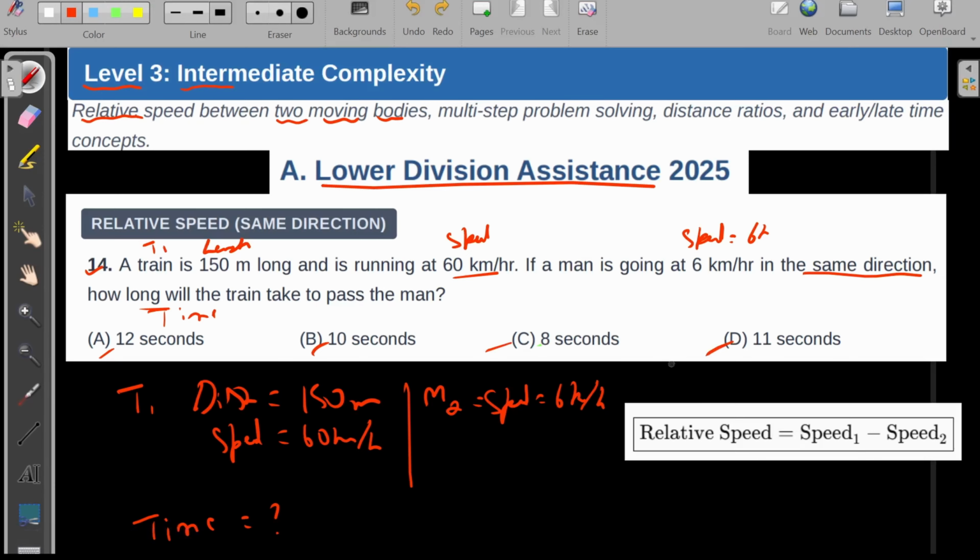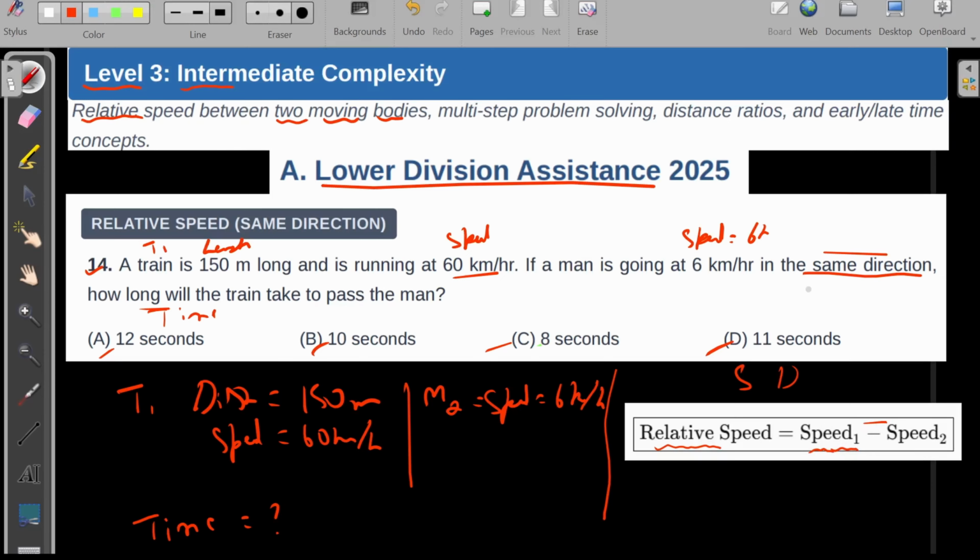Now in order to solve this question, you need to know certain concepts. The first one is, if two objects are moving in the same direction, let me write here, same direction, we need to subtract their relative speed. When I say relative speed, I mean we are comparing one speed relative to the other, meaning how fast or how slow the speed is going. So based on that, it is called relative speed. If they're moving in the same direction, we need to subtract those values.